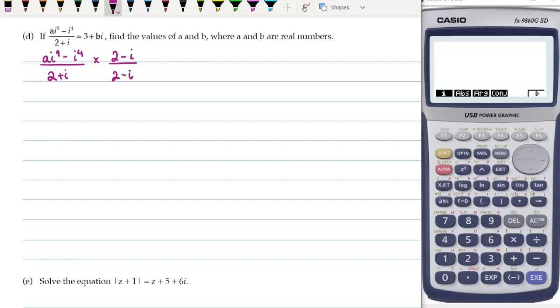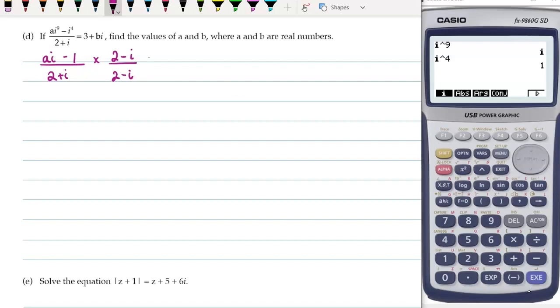Before I do that, let's just tidy up what's on the top of that fraction. So i to the power of 9 is going to be a positive i. So we can just do that as a times i. And then i to the power of 4 is 1. So we can replace this i to the 4 with a 1.